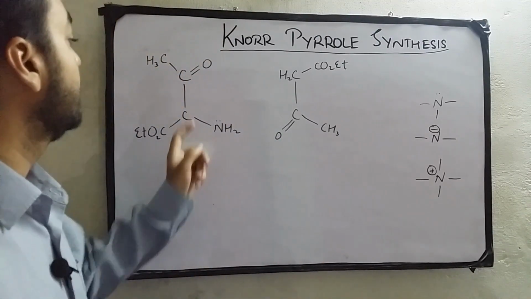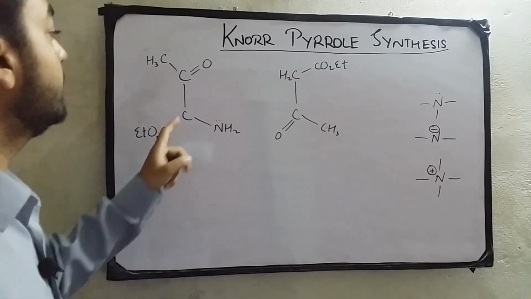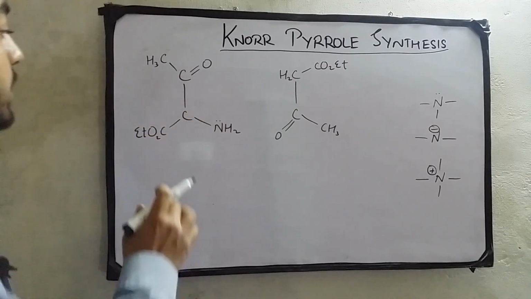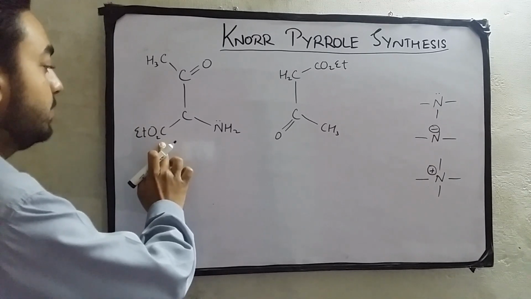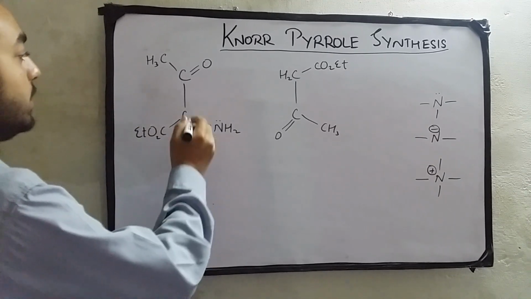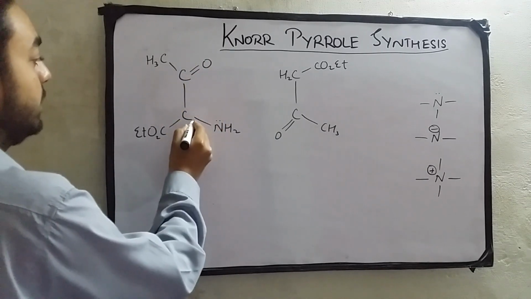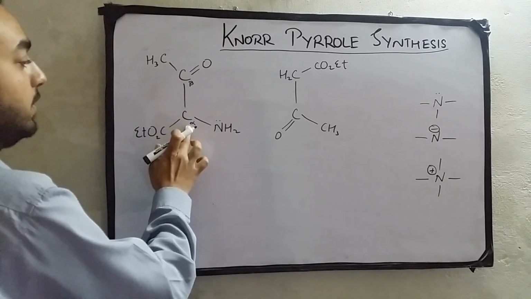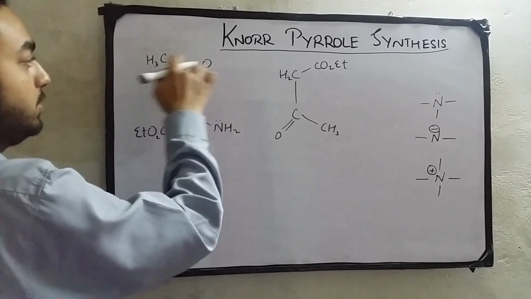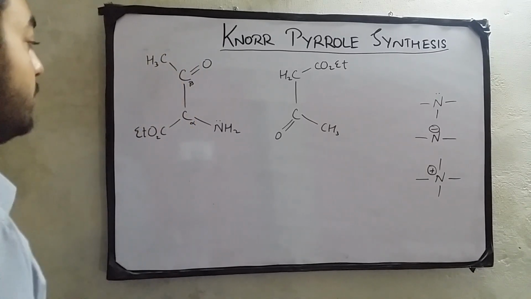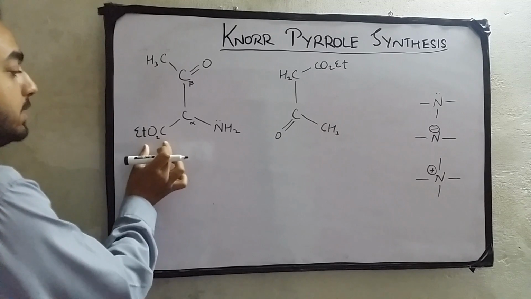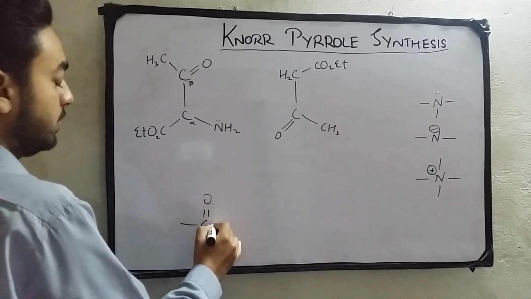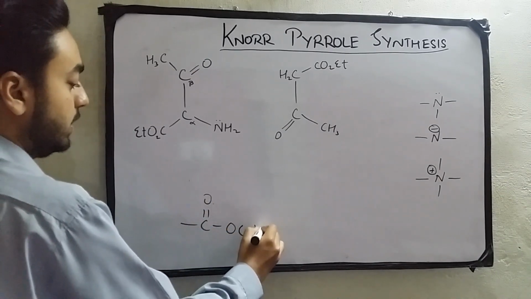Here, you can see it is our alpha amino beta keto ester. It is an ester group. Here you can see that it is alpha carbon, it is beta carbon, so you can say it as alpha amino beta keto and ester. So don't get confused with this CO2 ethyl. It is actually C double bond O O C 2 H 5.